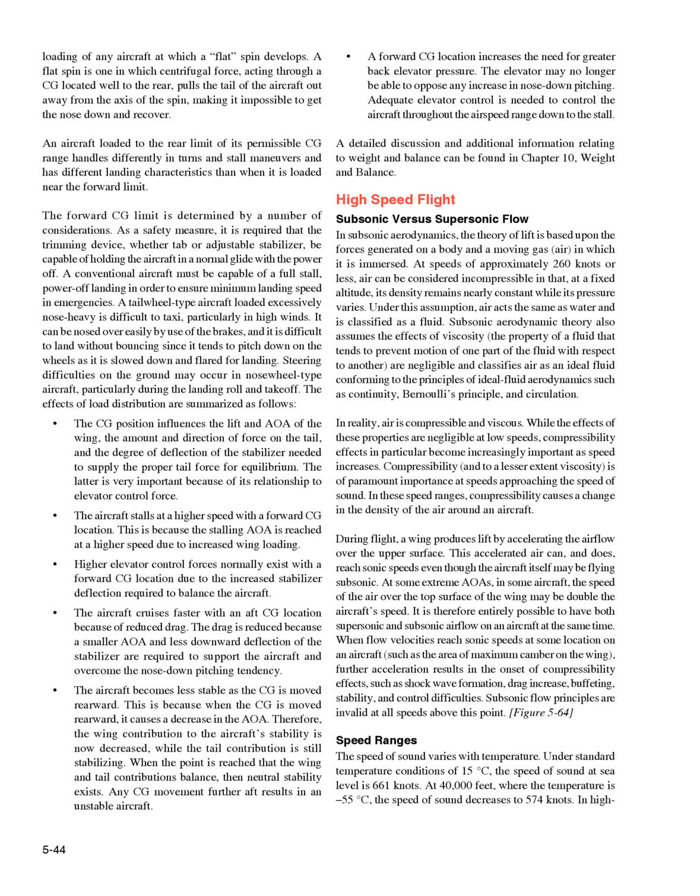In these speed ranges, compressibility causes a change in the density of the air around an aircraft. During flight, a wing produces lift by accelerating the airflow over the upper surface. This accelerated air can, and does, reach sonic speeds even though the aircraft itself may be flying subsonic. At some extreme AOAs, in some aircraft, the speed of the air over the top surface of the wing may be double the aircraft's speed. It is therefore entirely possible to have both supersonic and subsonic airflow on an aircraft at the same time.